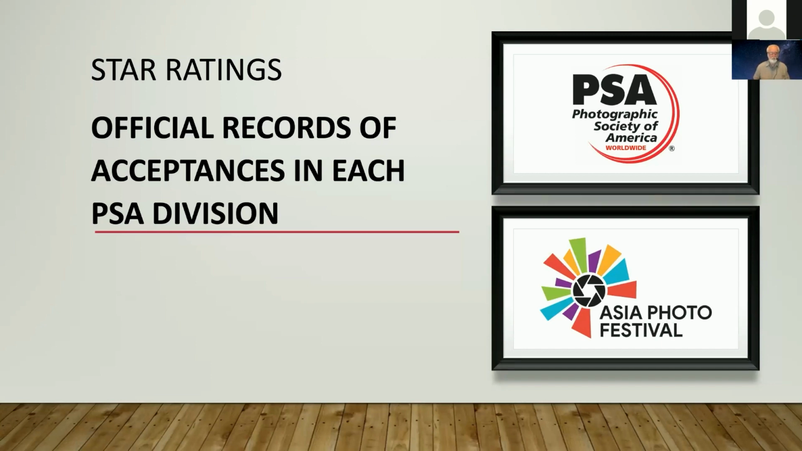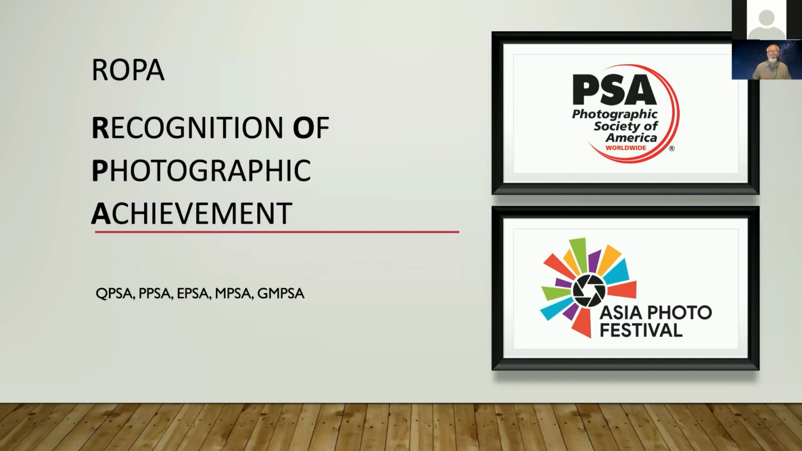And you have to apply for these star ratings, and the procedure for applying is described on the PSA website. Once you have star ratings that indicate you have a sufficient number of acceptances, then you can apply for a PSA distinction. And the distinction system is called ROPA, Recognition of Photographic Achievement. This leads to you being allowed to use the letters after your name, starting with QPSA, PPSA, and so on, up to the Grand Master's distinction. So they're the two things I'm going to be talking about today.